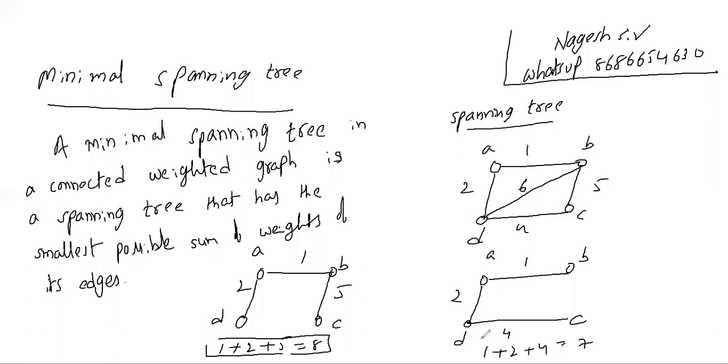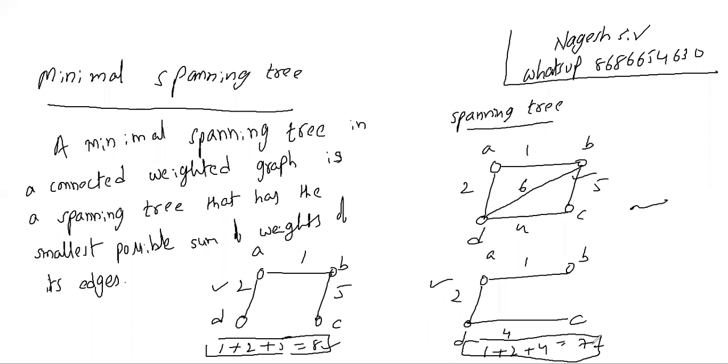For another spanning tree, the sum of weights you are getting is 7. If somebody takes another spanning tree, for the given graph there exist many spanning trees. A spanning tree is nothing but a tree which covers all the vertices. This first one covers all the vertices, and this also covers all the vertices. But when you add your edge values, you got 7 here. Here you got 8. If somebody takes another, they get some other sum of edge values.